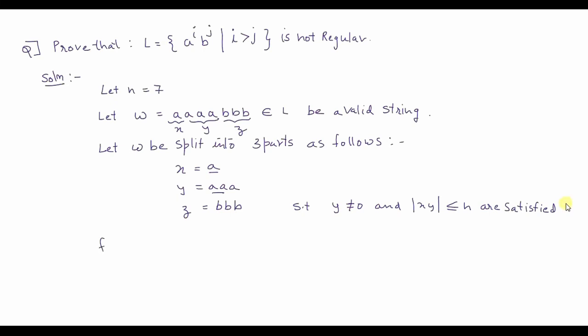Then for m equal to 0, let's see how x y raised to m z will be. It will be x y raised to 0 z, right? Now that means the y component will not be repeated here, so x will be a single A, the y component, that is 3 A's, won't be repeated at all, and z will be 3 B's.